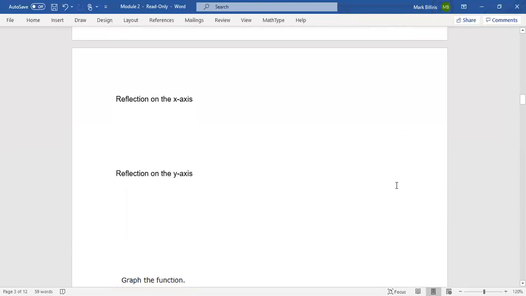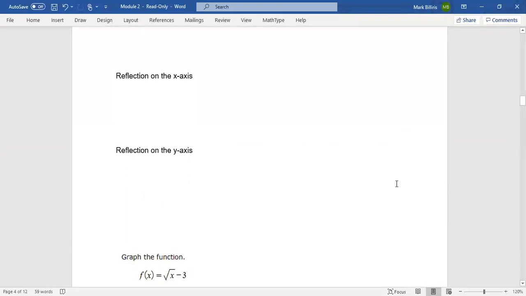Now let's talk about reflections. Reflections, more or less, are flipping the graph across the x-axis, or for reflections on the y-axis, it flips the graph across the y-axis, and I'll show you an example. So an example of this would be if we had our parent function being x squared, for instance. We know the shape of the graph is a U-shaped graph.